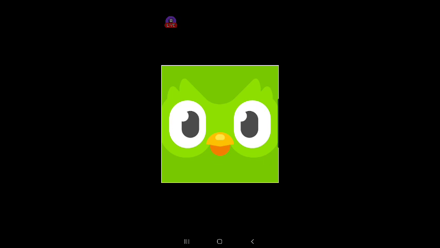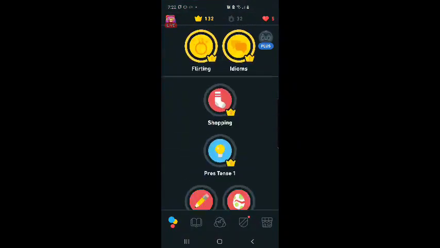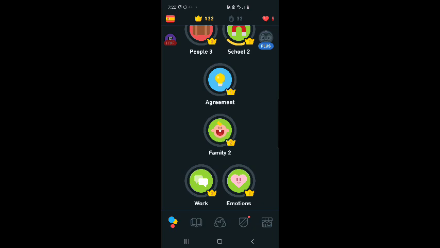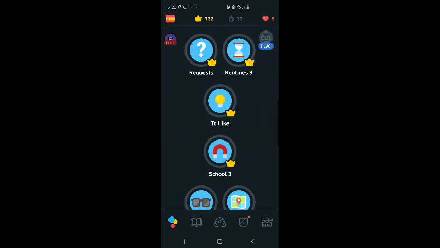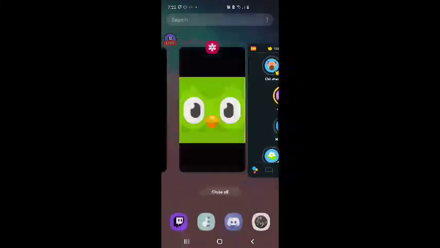Hey everybody, it's your friend Ferb Jr. I'm going to be doing Duolingo to learn Spanish. Let's go to the app. And I am doing objects. Let's see where it is. Objects, level zero, lesson four.